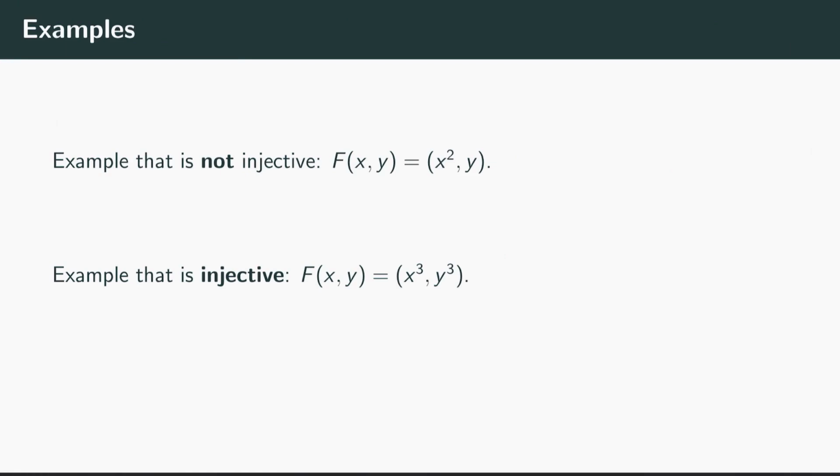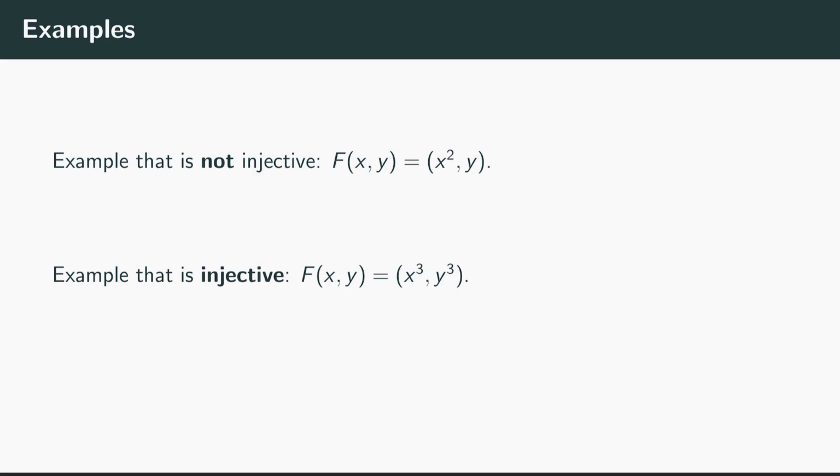Okay, so here are some examples. If I look at the function f of (x, y) given by (x squared, y), this guy is not injective. And the reason, all we have to do is find two distinct points in the domain that map to the same point in the codomain.